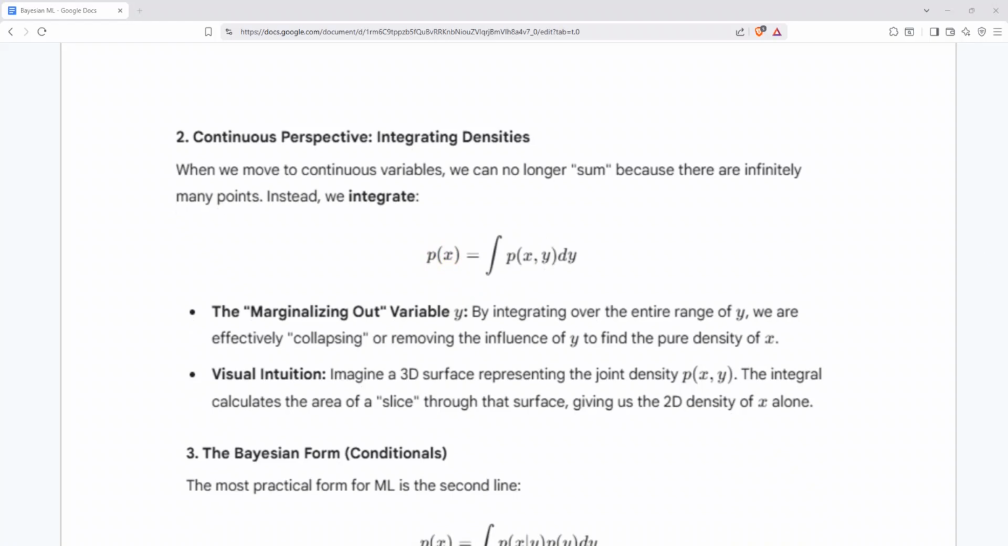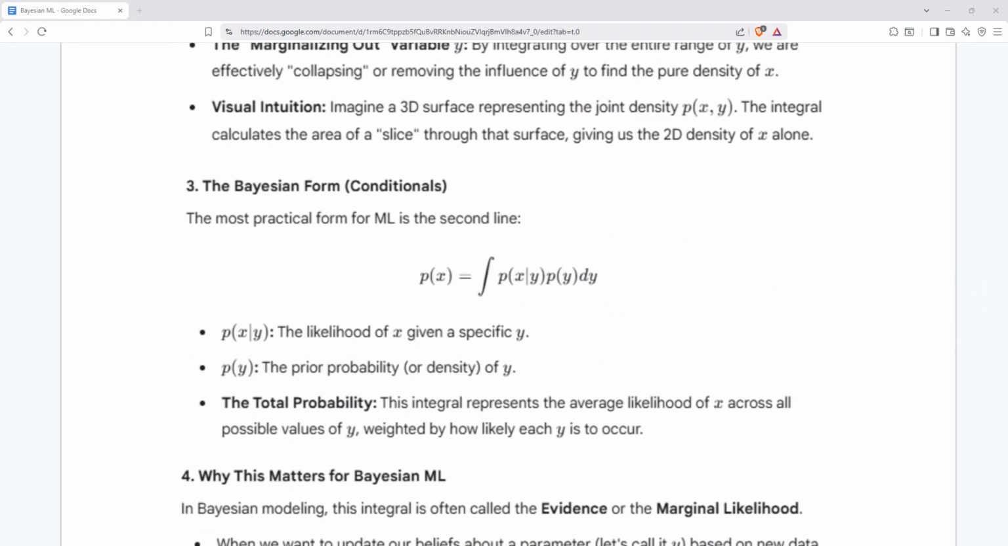Think of P of xy as a 3D surface. Now, if we fix x and sum over all y, we are basically collapsing that surface into a curve, and that curve is the P of x. Now comes the most important and practical form, this particular formula here. This is the version we use all the time in machine learning, and let's understand each part here.